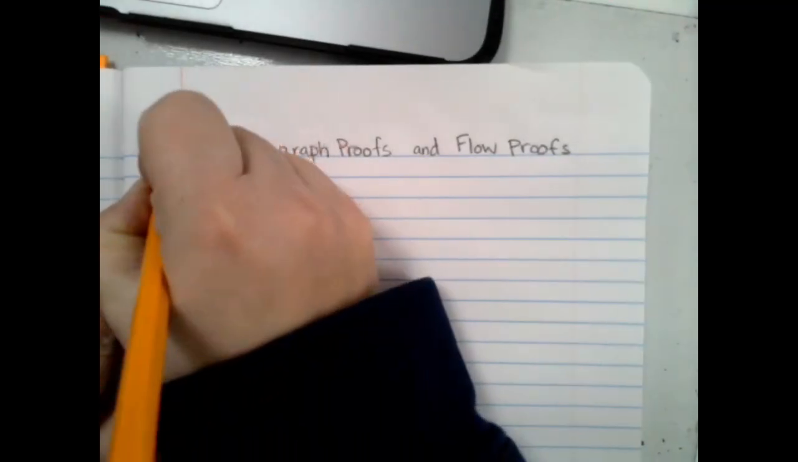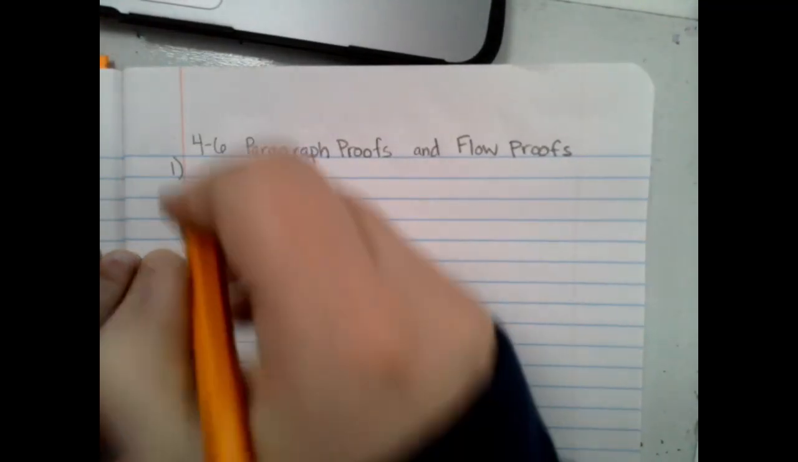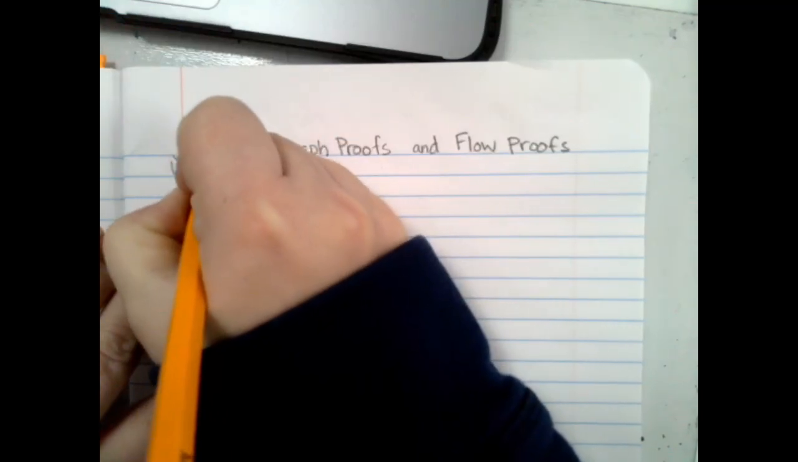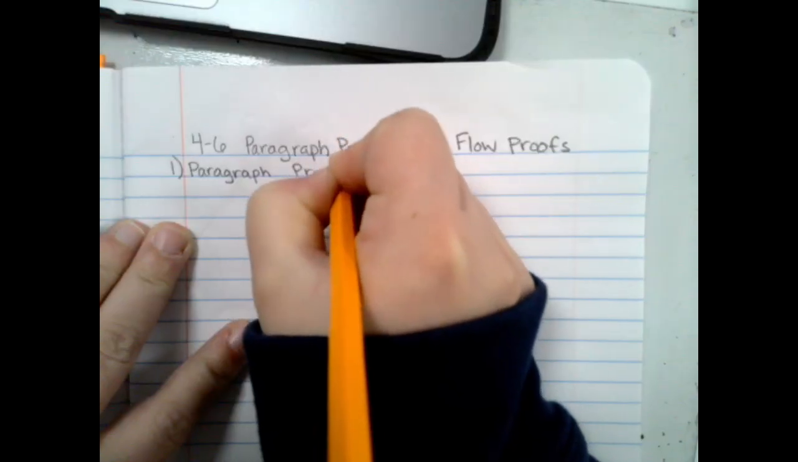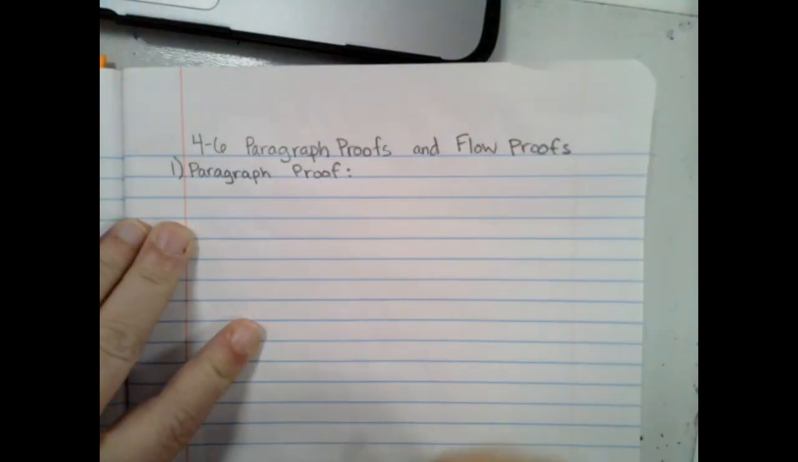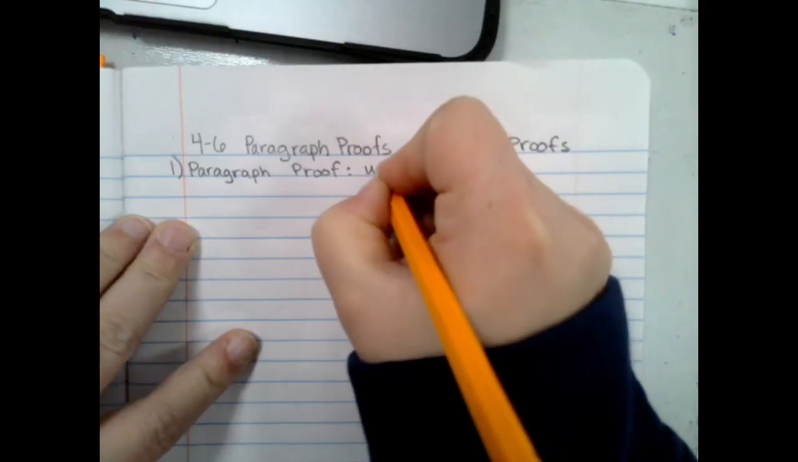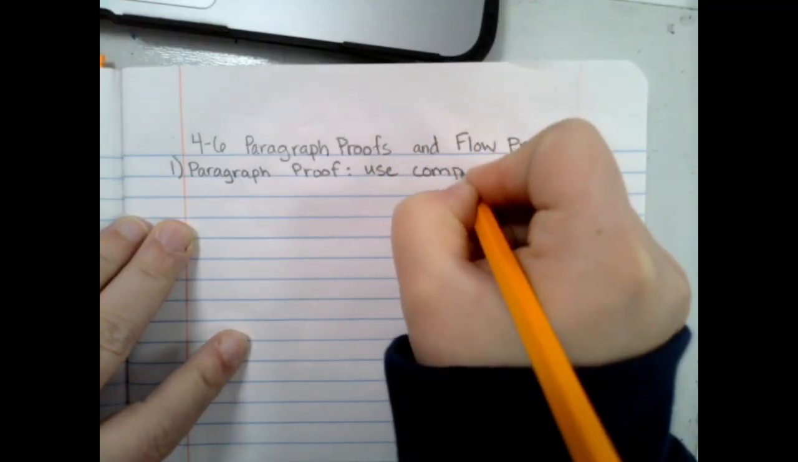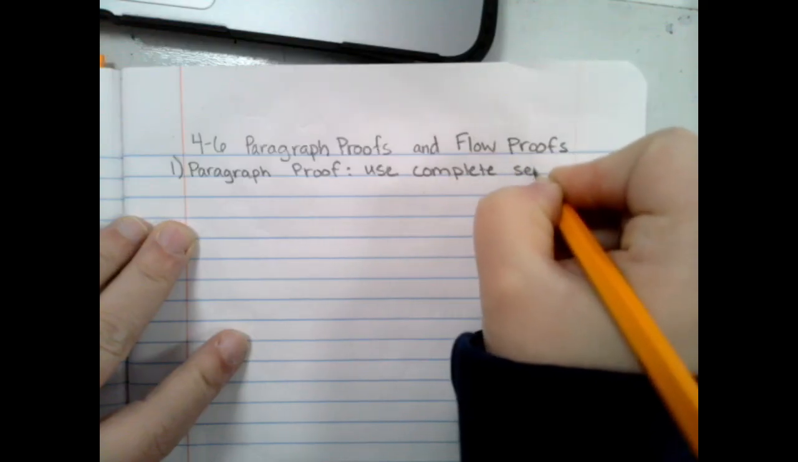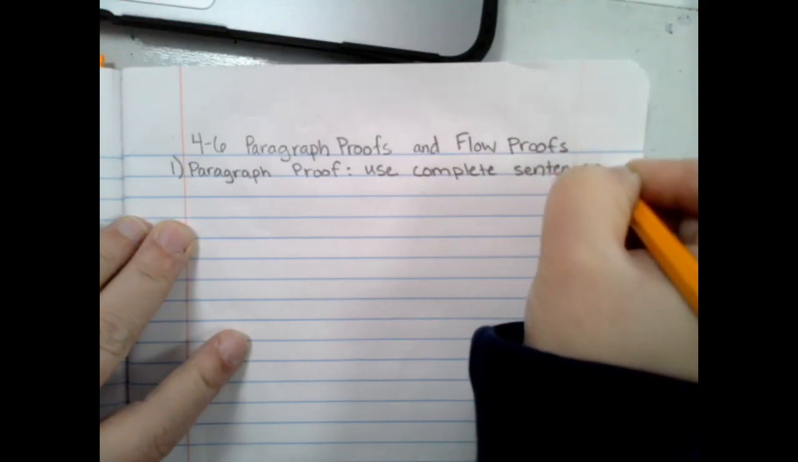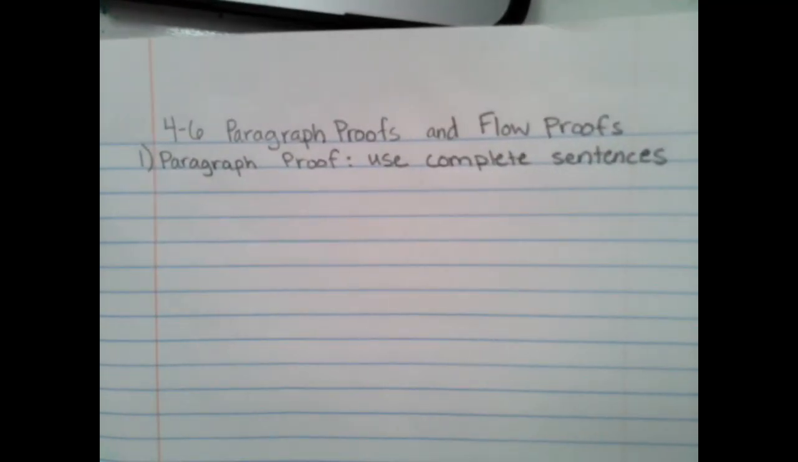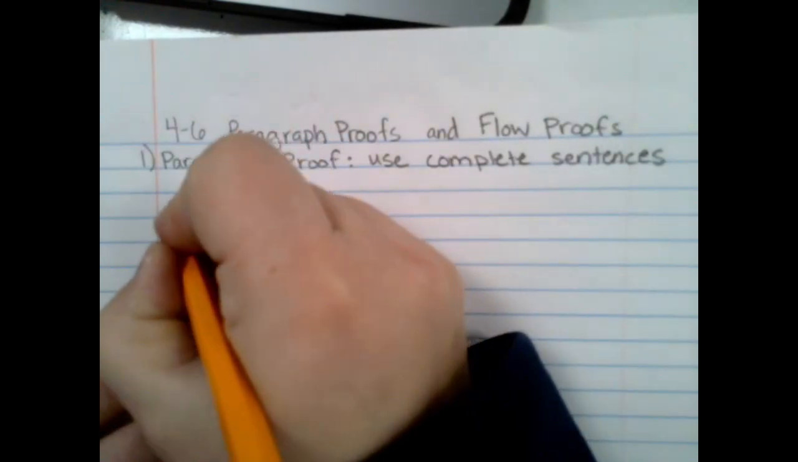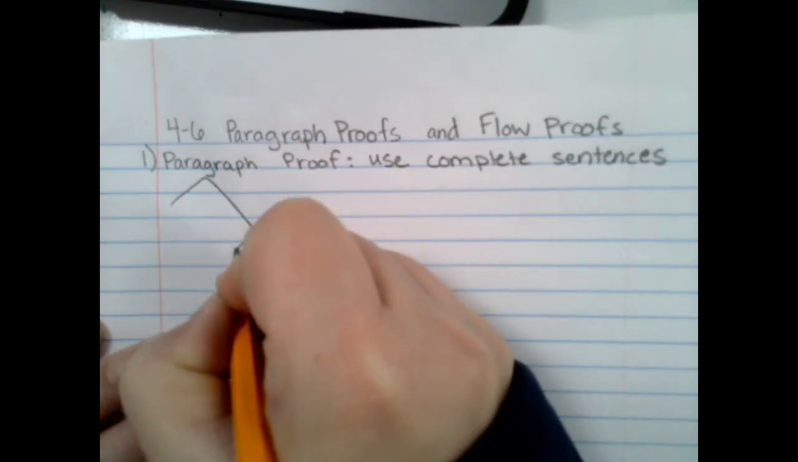So, number one, we have two problems. Number one, we're going to do a paragraph proof, which means that we're using complete sentences. Okay, and then I'm just going to copy the proof that we did yesterday. I'm going to copy the beginning part, the picture. So we kind of had this sideways rectangle.